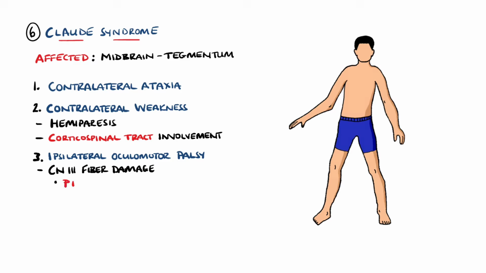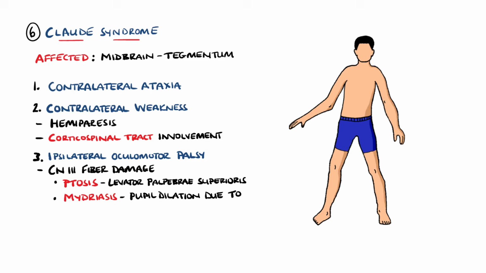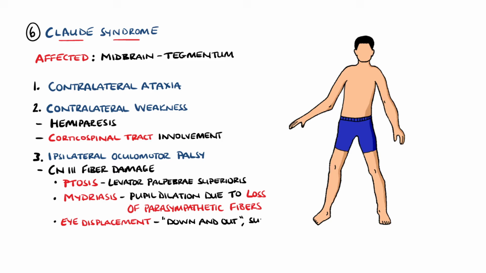This manifests as ptosis due to the loss of the innervation of the upper eyelid muscles, known as the levator palpebrae superioris, and fixed wide pupils, known as mydriasis, remember D for dilated, due to the loss of the parasympathetic innervation. We may also see a displacement of the eye inferiorly and laterally, or down and out, due to the superior oblique muscle, which is responsible for this movement of the eye, being intact, while the antagonizing muscles are affected. Due to the loss of the alignment between the eyes, diplopia or double vision is also experienced.